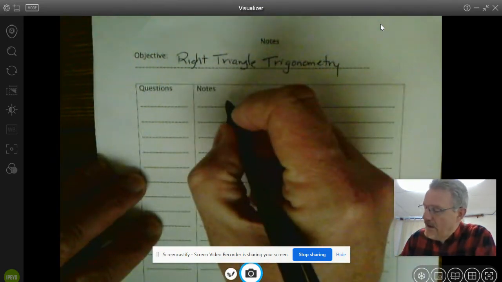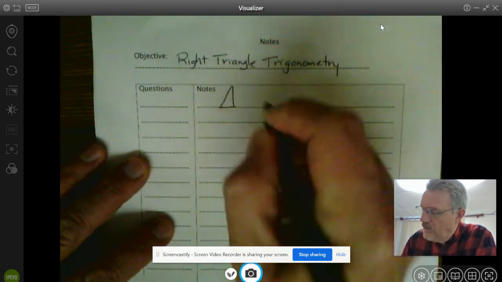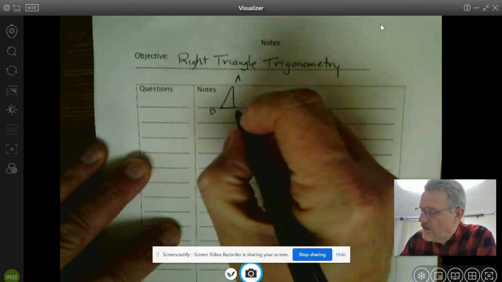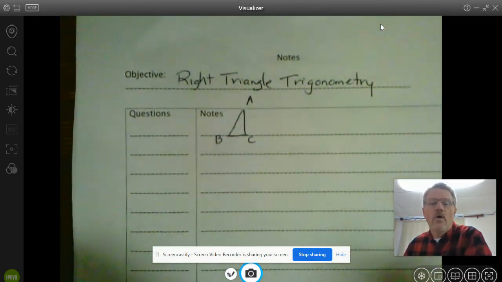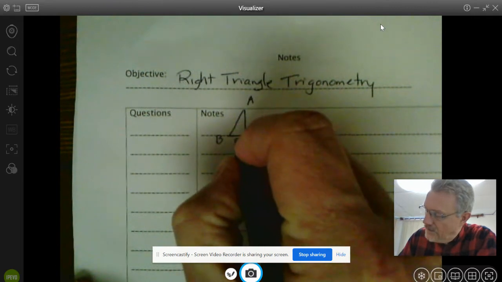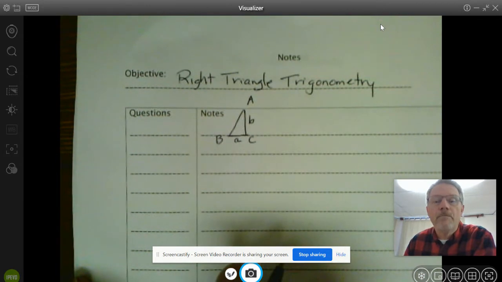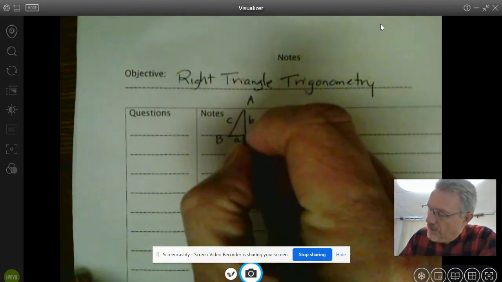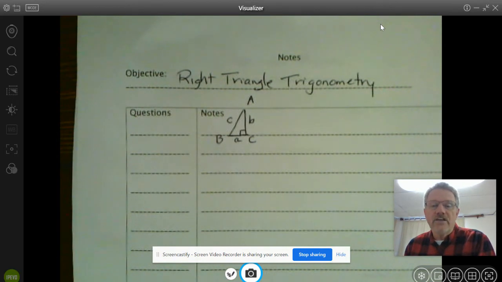All right, so when I draw a triangle and I label it, I use capital letters for the angles and lowercase letters for the sides. Lowercase a is across from angle A, lowercase b is across from angle B, and lowercase c is across from angle C. Now, in a right triangle, we have a right angle, right? And generally, unless otherwise specified, C is going to be that right angle.